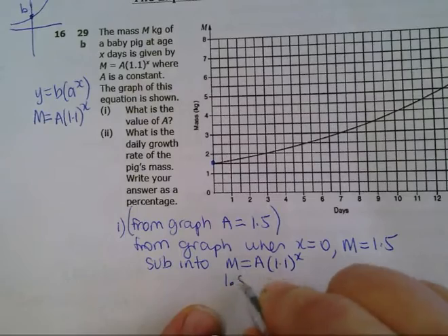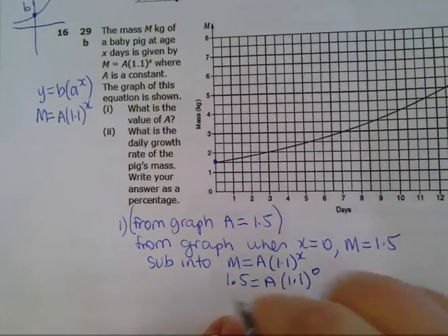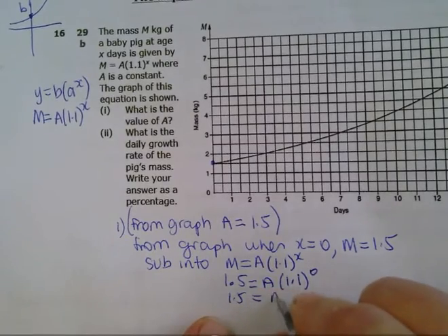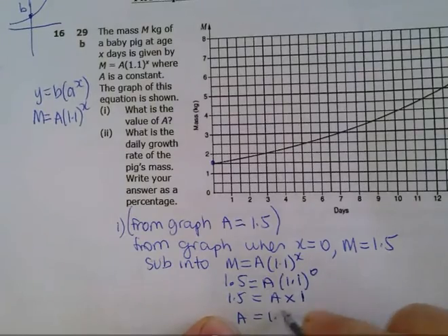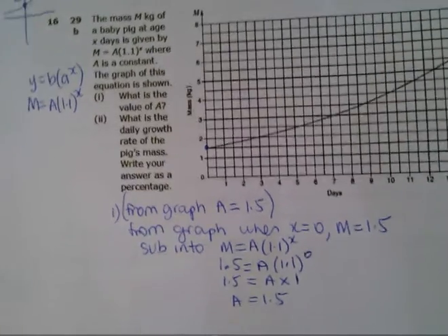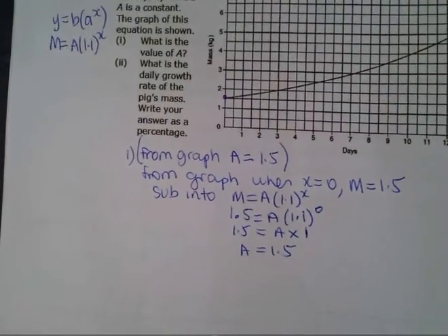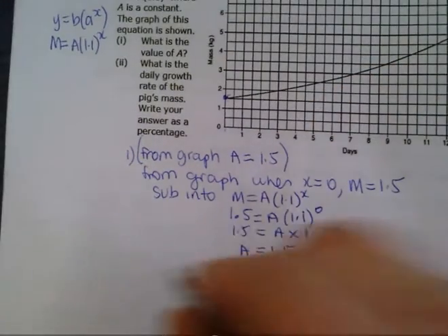So you get 1.5 equals A times 1.1 to the power of 0. We know that 1.1 to the power of 0 is 1. And here we can see that A is 1.5. So that's two ways of doing it. It's only worth 1 mark. They're hoping that you'll be able to recognize that that is that value of B that we've been talking about, and that it equals the very beginning point when X is 0 on your graph.